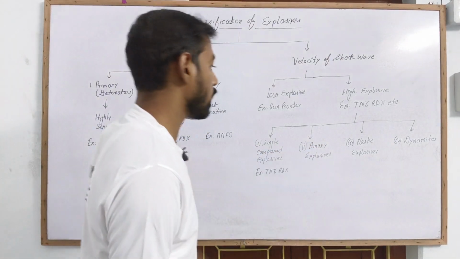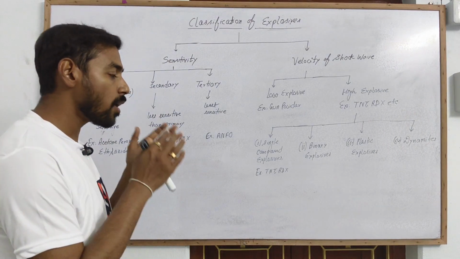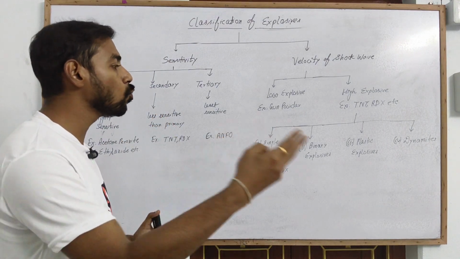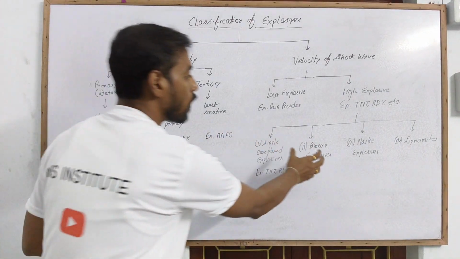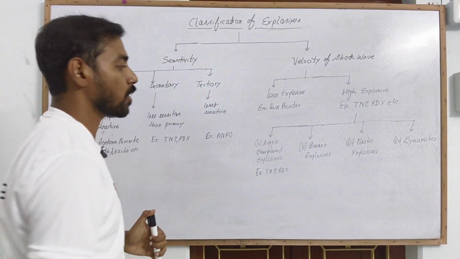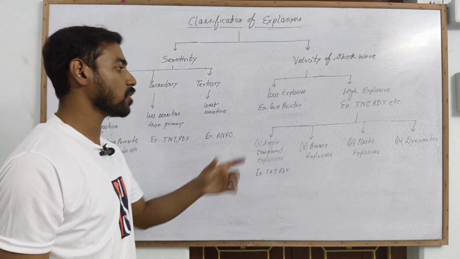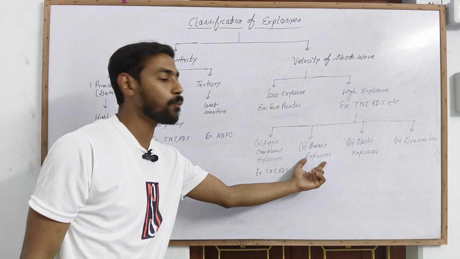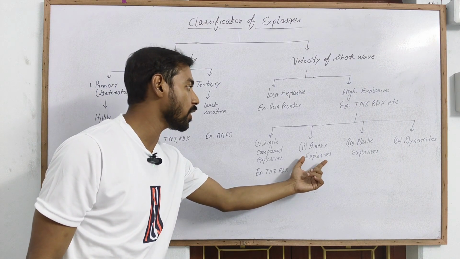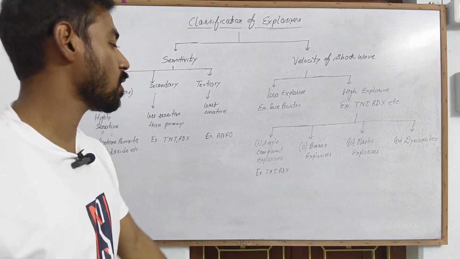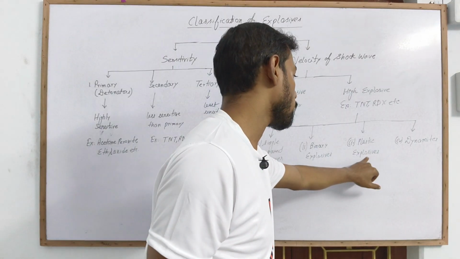Then coming to the binary explosives. Binary explosives means there will be two explosive compounds in them, and mostly TNT, that is 2,4,6-trinitrotoluene, is an important active ingredient for these binary explosives.